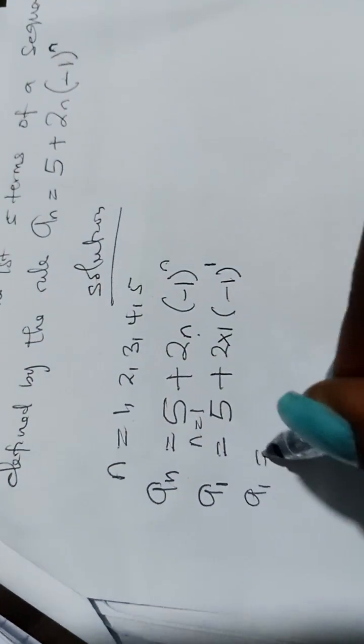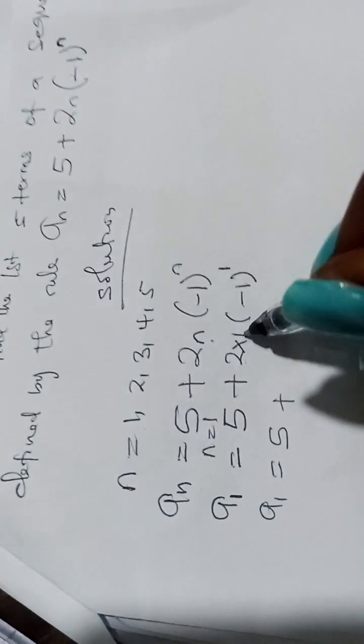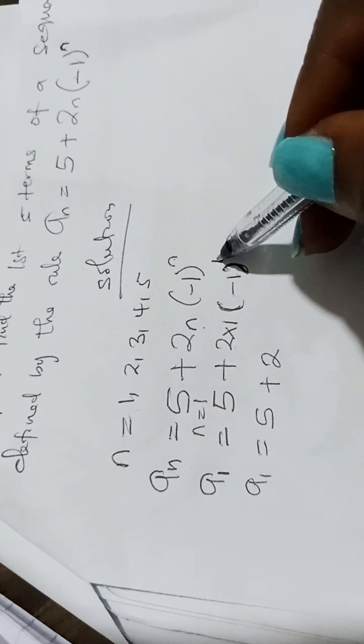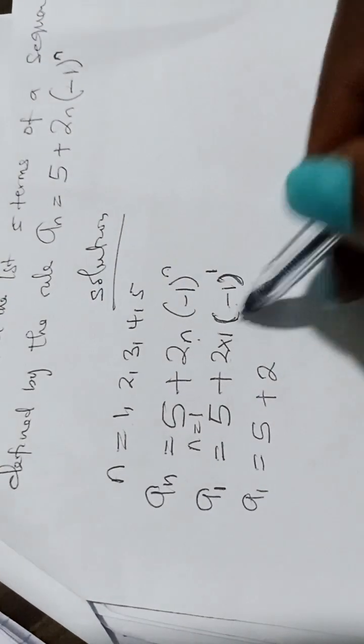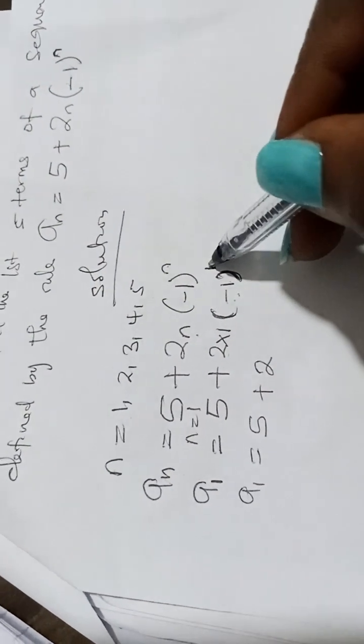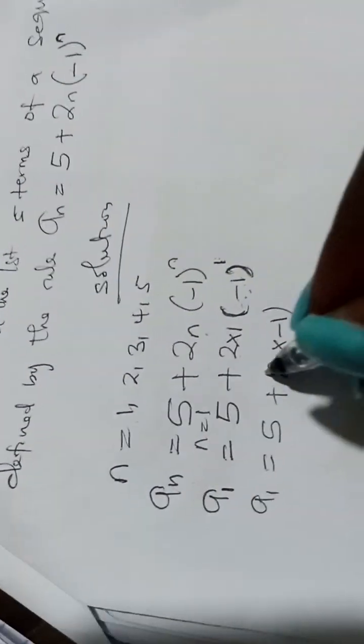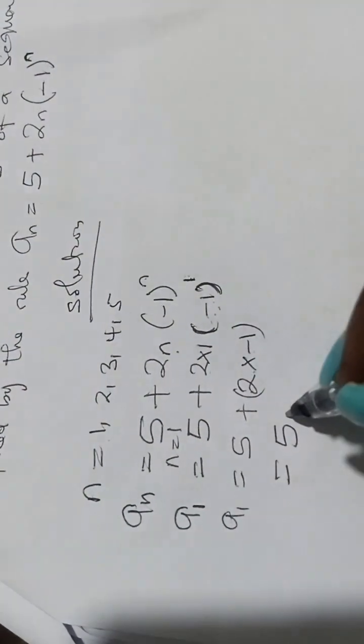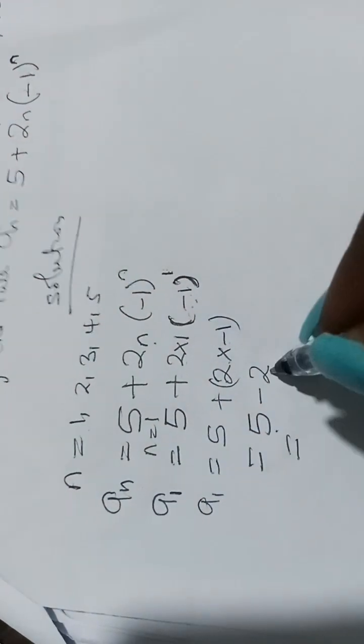So a1 is now going to be 5 plus 2 times 1 is 2. Now I want us to take note of this. Anytime that our power is odd, we are going to have a negative number, and anytime it is even, it will change to a positive number. So 1 is an odd number. Minus 1 to a power of 1 gives us minus 1. So we are going to work with this. This is going to be 5, 2 times minus 1 gives us minus 2. And 5 minus 2 will now give us what? A 3. It means in our sequence, our first term is 3.